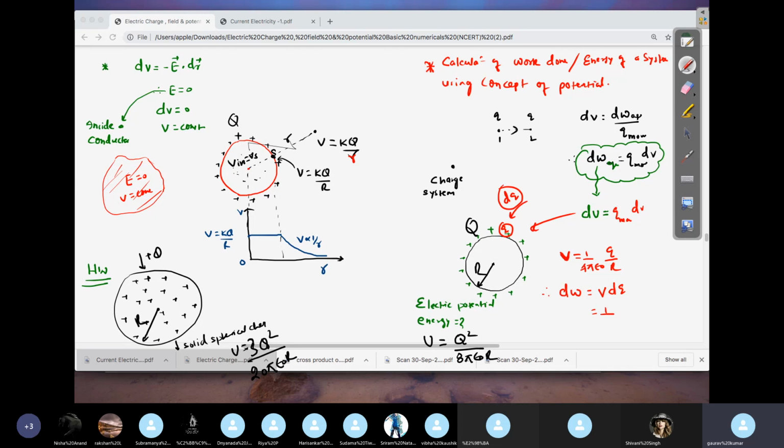So what will we get here? We will get 1 by 4 pi epsilon naught, Q into dq. So what is the total work done? From 0 to capital Q. We can write 1 by 4 pi epsilon naught, integral of Q dq from 0 to capital Q, which gives Q square by 2. Hence you will get Q square by 8 pi epsilon naught into R, and this result you will get.